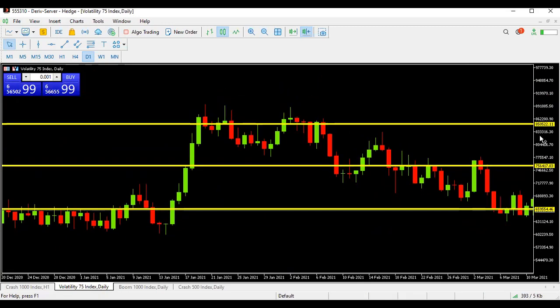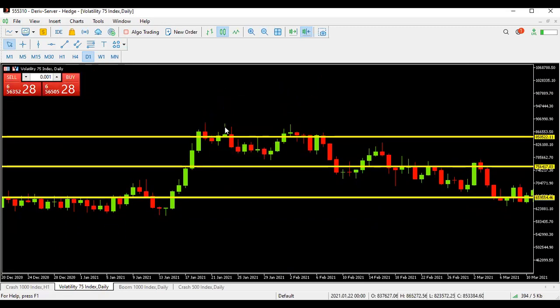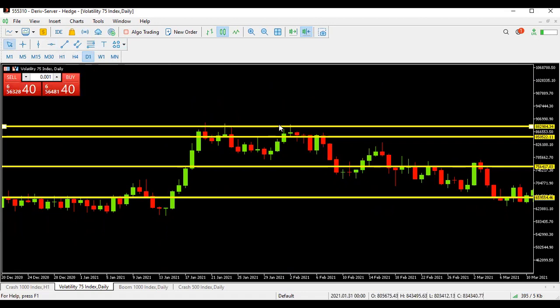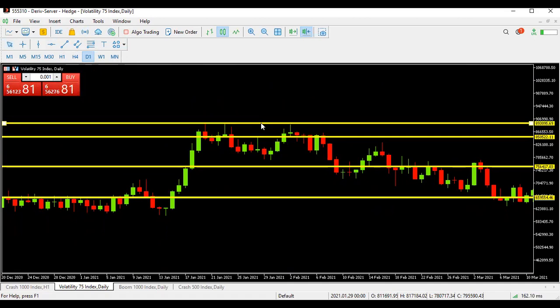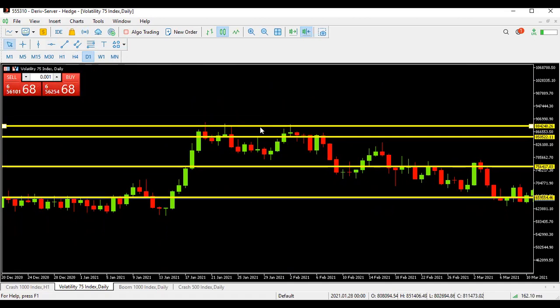For example, look at this place now. This place is a key turning point. That's why you're seeing all these touches. So I'm going to use another line. You can even use two lines. This is a valid zone.